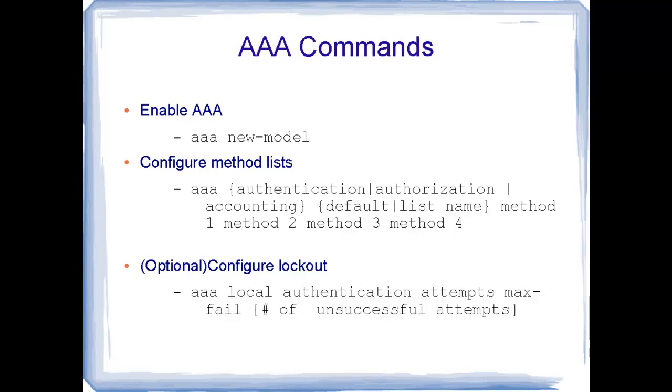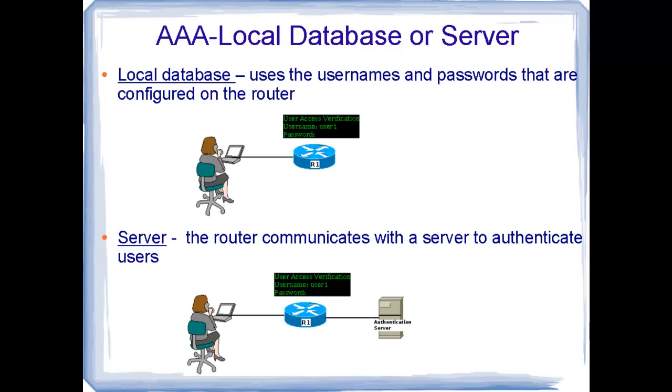And then lastly, we can account. We would do a start-stop record or a delay-start record for accounting and logging of what they're doing once they're there. And again, accounting is often used with just a server-based solution. So what are the differences? We've got 2 different ways we can configure AAA.